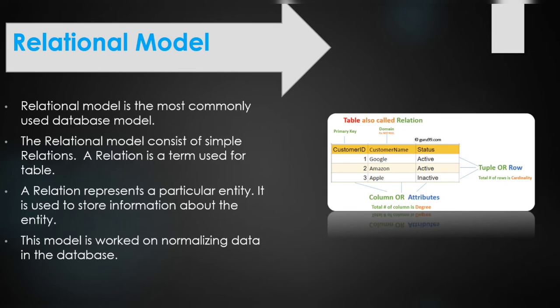Let's start with the relational model. Most companies and most cases use this relational model because it helps us make relations between the tables. It is the most commonly used database model. The term relation is used for tables. Here we take student as an example. Student is an entity, and a relation represents that particular entity. It is used to store the information about that entity, or the student information. Also, this model works on the normalization of data in the database.